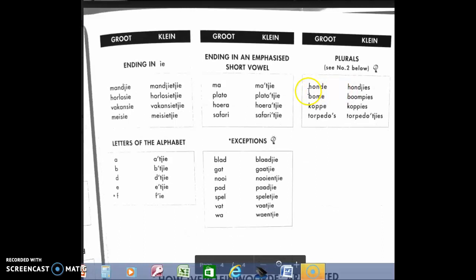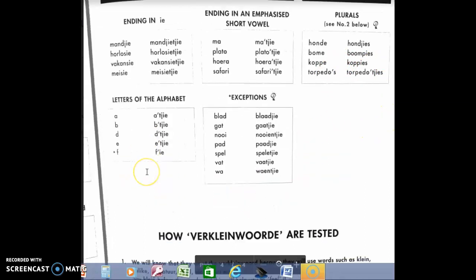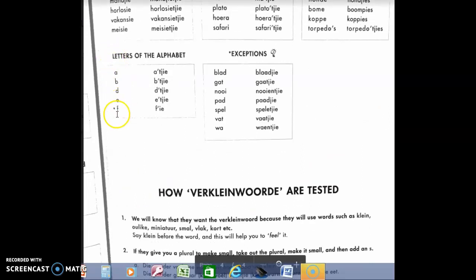Plurals of the diminutive: honde is hondjies. Bome is boompies. Koppe, koppies. That's heads. Torpedoes. Apostrophe S, so it will probably mean that it will get an apostrophe kie as well. So the letters of the alphabet, you will also put an apostrophe kie, except for F, which is always the exception. And as there always are exceptions, here they are.